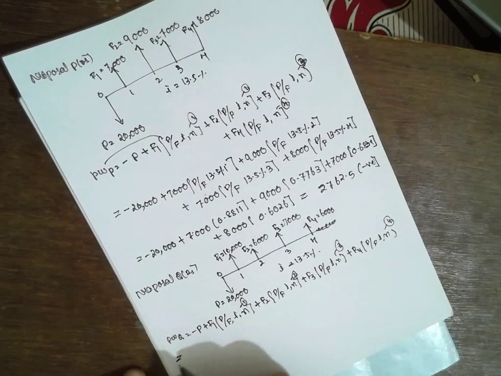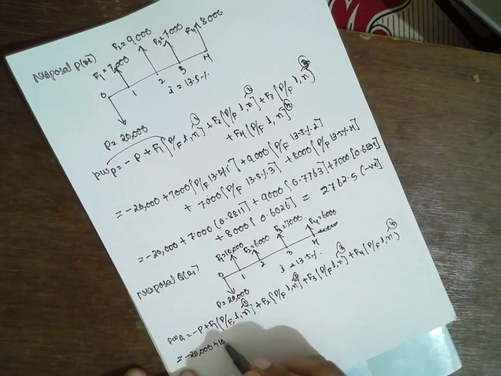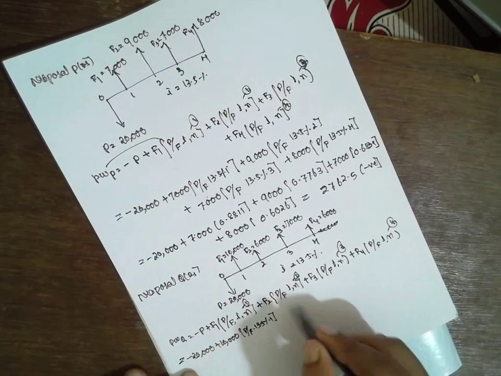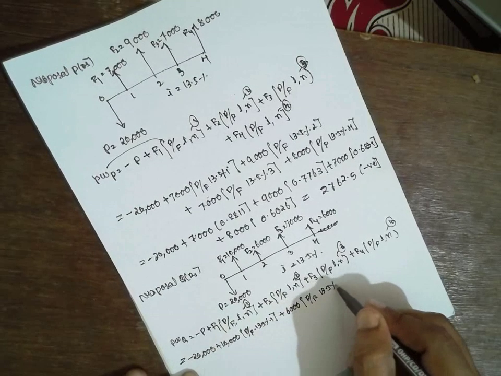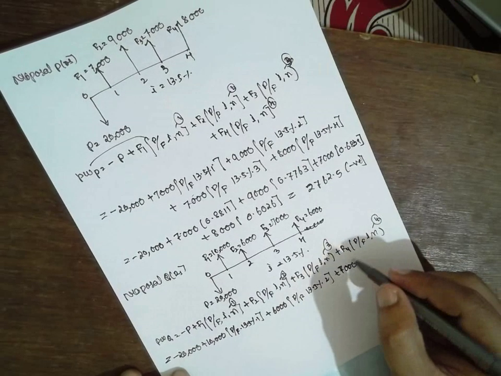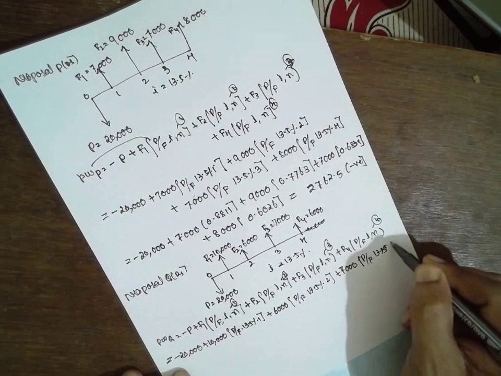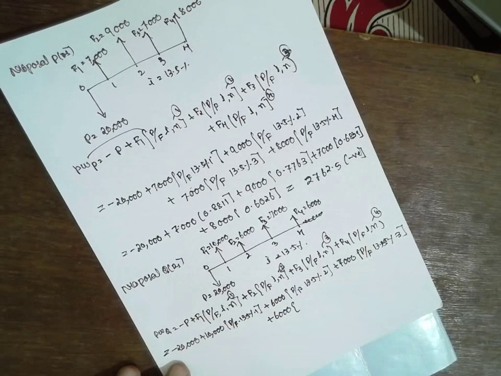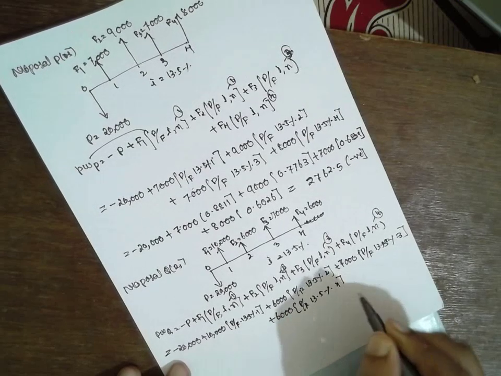If you substitute the values, minus 20,000 plus 10,000 P by F 13.5% 1 plus 6,000 P by F 13.5% 2 plus 7,000 P by F 13.5% 3 plus 6,000 P by F 13.5% 4. Substitute the values.